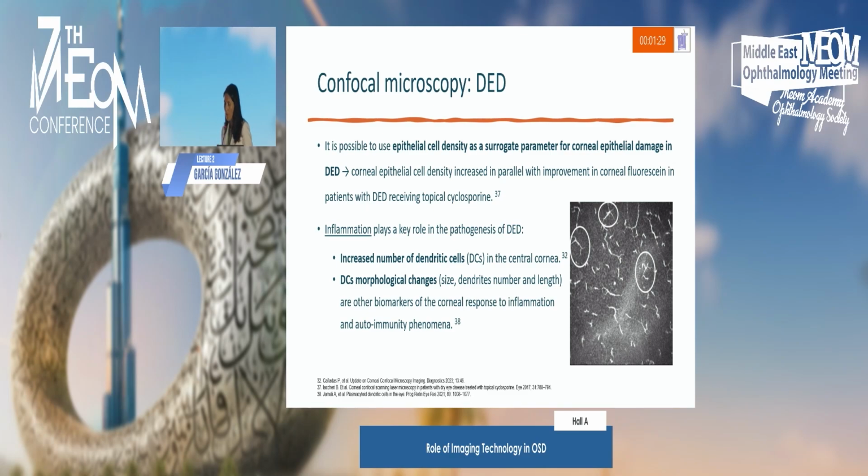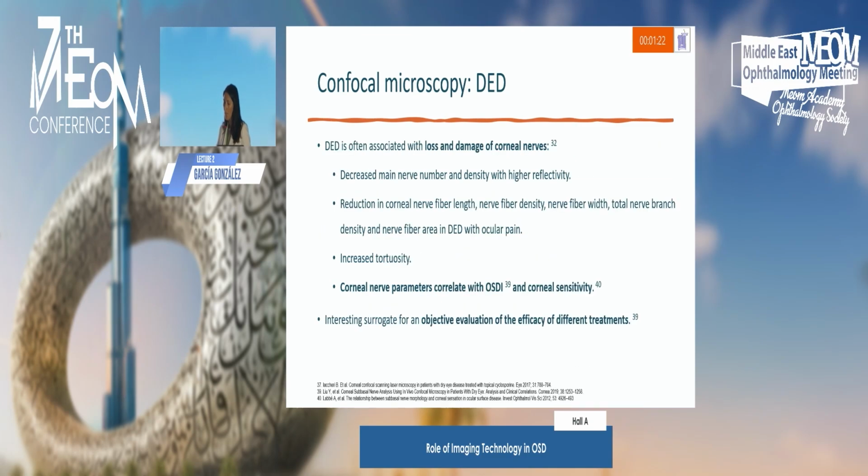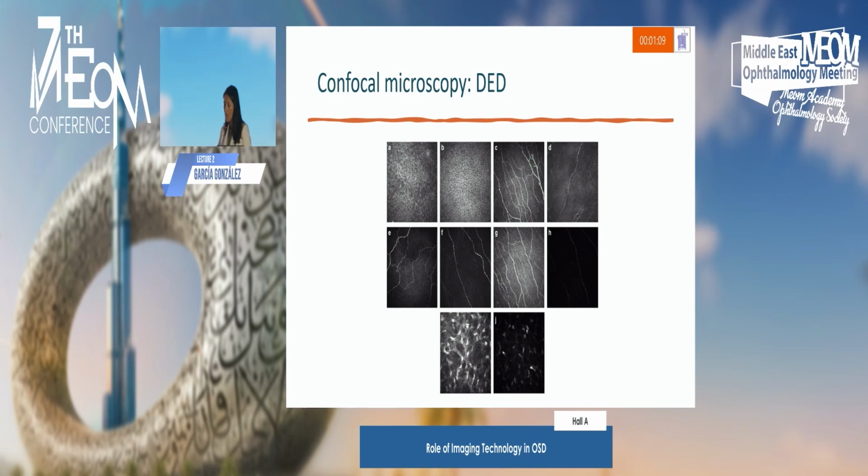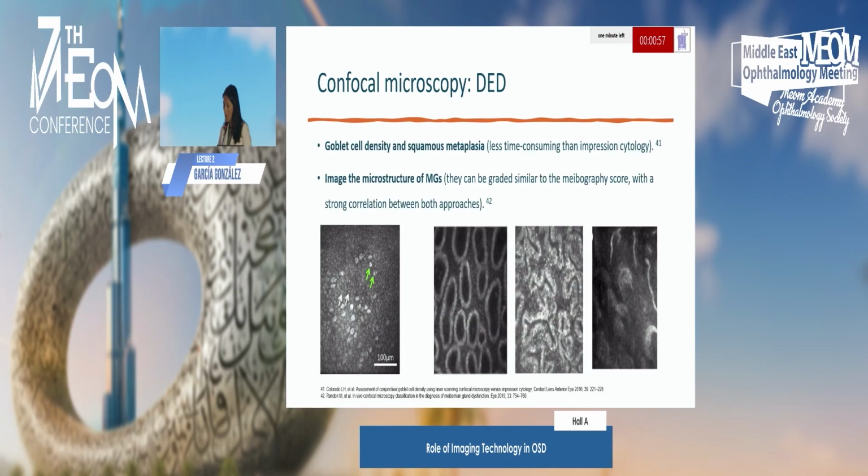Also, as I've said before, we can detect in these cases an increased number of dendritic cells and changes in these cells. Also, in dry eye disease, we can detect a loss and damage of corneal nerves, a reduction of the nerves, and an increase in the tortuosity, and it is an interesting surrogate for an objective evaluation of the efficacy of different treatments. As you can see here, this is a patient before and 6 months after treatment with cyclosporine, and we can see the improvement in the epithelial cell density and in nerve parameters.